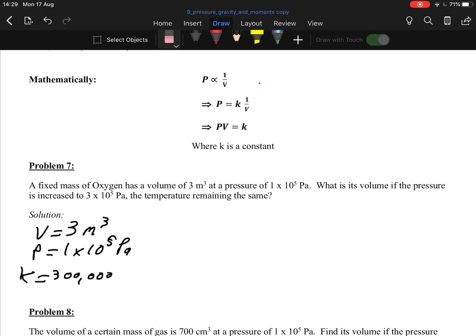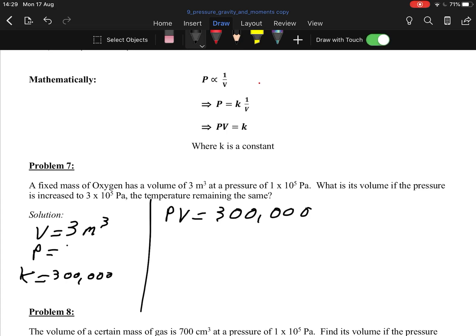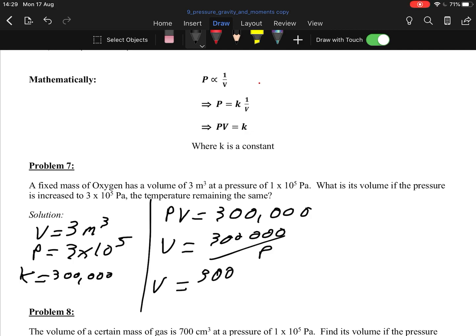So for part 2 then, we now know the constant is 300,000 and we're asking what is the volume if the pressure is increased. Okay, so what we're going to do here, so we're going to say PV equals 300,000. Okay, so P is now going to change. I'm going to change that here down to 3 by 10 to the 5. Okay, so therefore V is equal to 300,000 over P. So V is equal to 300,000 over basically 300,000, which is going to give us 1.